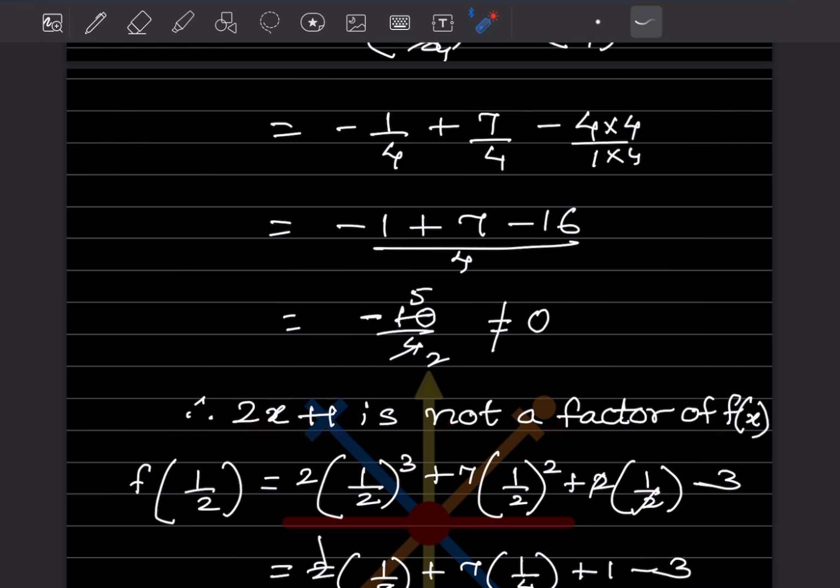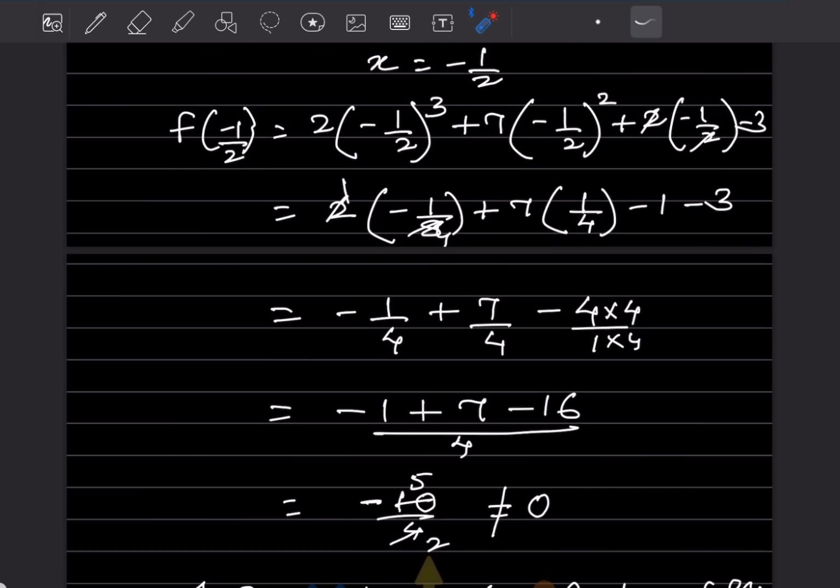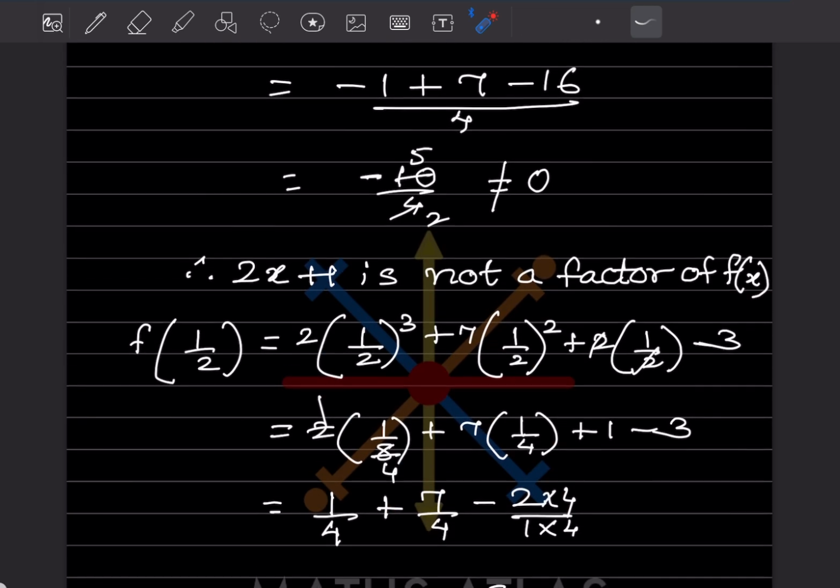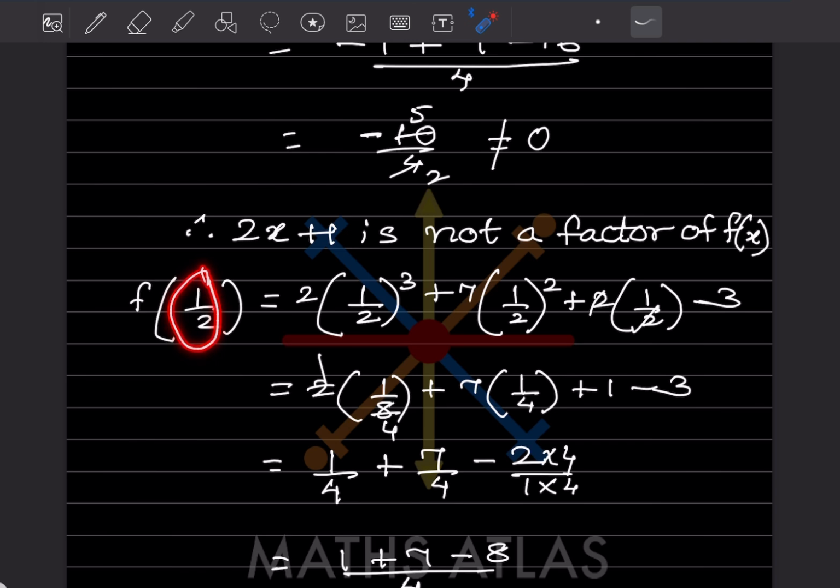So this was for minus 1 by 2. Now let's see for f of 1 by 2. So in the same polynomial, in place of minus 1 by 2, we are going to put plus 1 by 2. So this is going to be 1 by 8. This is going to be 1 by 4. This and this get cancelled. So this is going to be plus 1 and this will be minus. And this as it is.